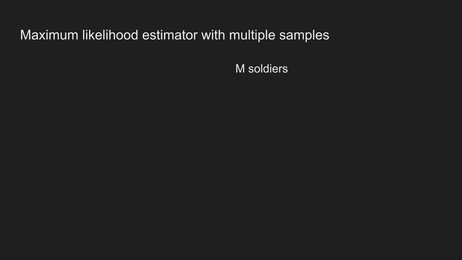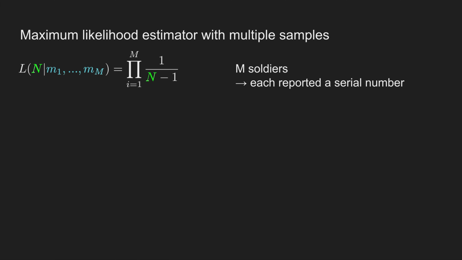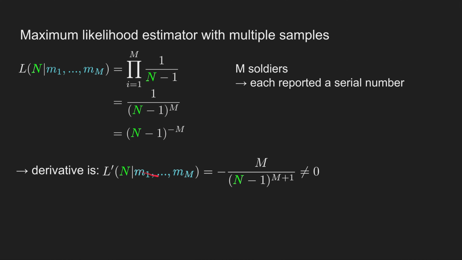However, you didn't find just one plug, right? You found several ones, and I think you can't use the same formula here, can you? Actually not. We have to change the formula a bit, adapt it. Suppose m number of soldiers have each reported a serial number. Our likelihood function is equal to the product of 1 divided by n minus 1 for every n we have. This is equal to 1 divided by (n minus 1) elevated to m. The derivative is then minus m divided by (n minus 1) elevated to m plus 1.